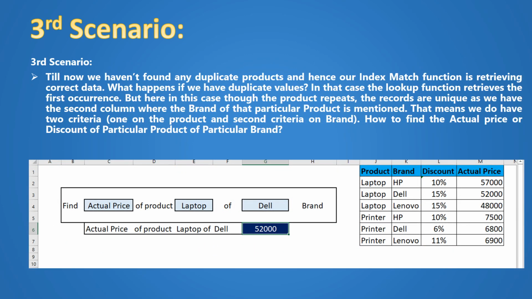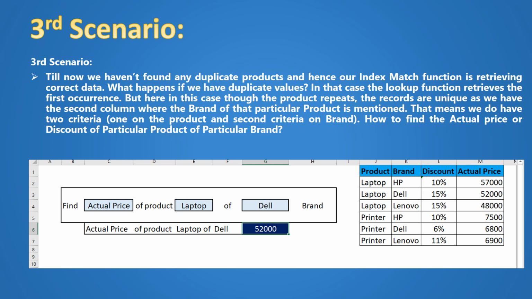Now the last one, the third scenario. Till now we haven't found any duplicate products and hence our index match function is retrieving the correct data. What happens if we have a duplicate value? In that case, the lookup function retrieves the first occurrence. But here, though the product repeats, the records are unique as we have the second column where the brand of the particular product is mentioned.